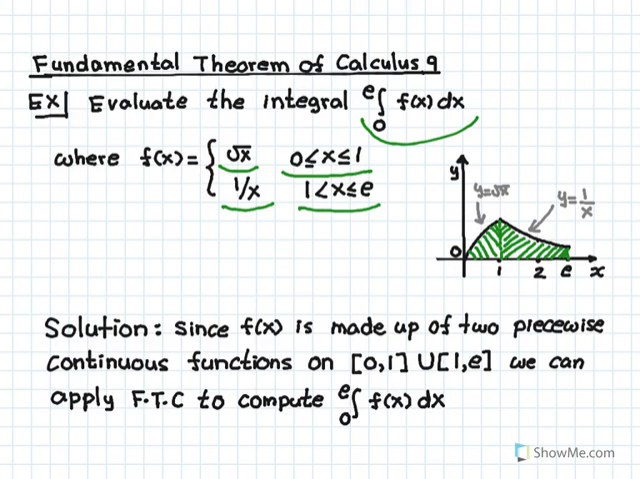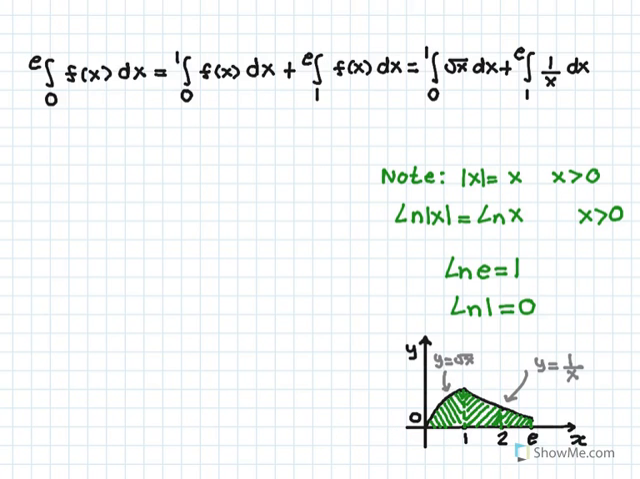So since the function f of x is made up of two piecewise continuous functions on the closed intervals 0 to 1, union 1 to e, we can apply the fundamental theorem of calculus to compute the integral from 0 to e of f of x dx. So we're going to split up the integral from 0 to e of f of x dx as the sum of two separate integrals: the integral from 0 to 1 of f of x dx and the integral from 1 to e of f of x dx. But the function f of x is equal to root x on the interval from 0 to 1, and the function f of x is 1 over x on the interval 1 to e.